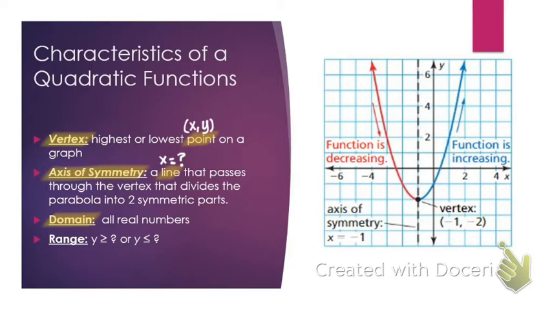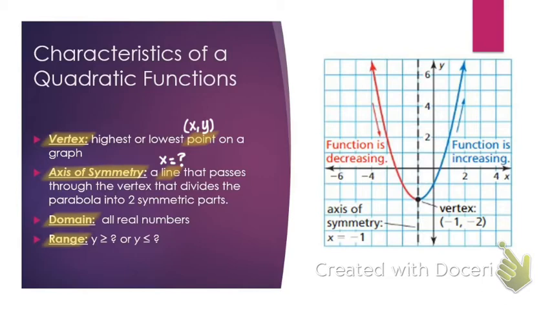And last but not least, we have the range. Which set of values does the range deal with? Y. And you can see very easily and very quickly, we're either going to have y is greater than or equal to a number, or y is less than or equal to a number. Now let me help you make this a little bit easier. Look at the picture that I've given you. That graph opens what direction? Up or down? It's opening up, right?